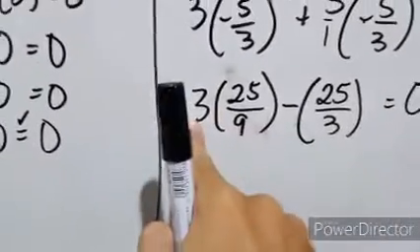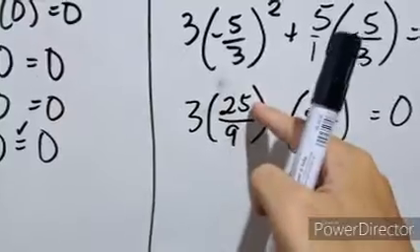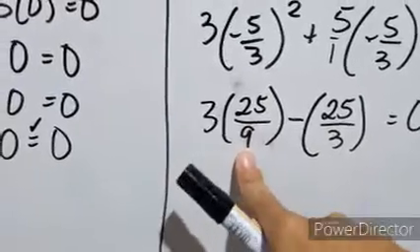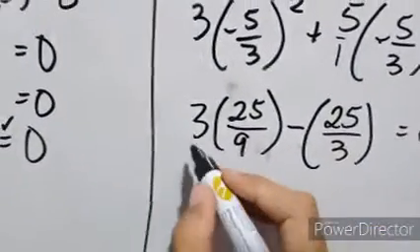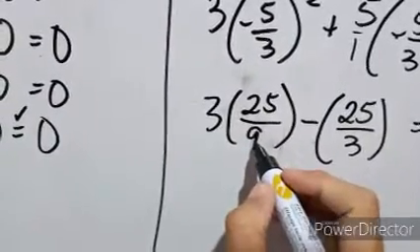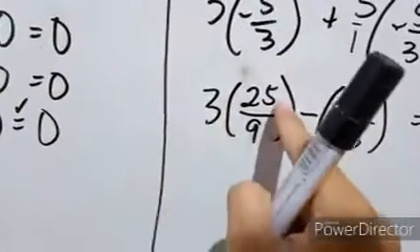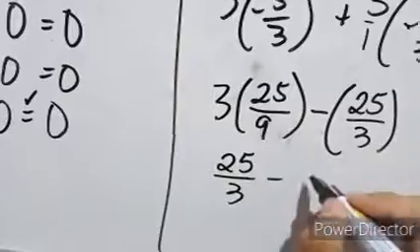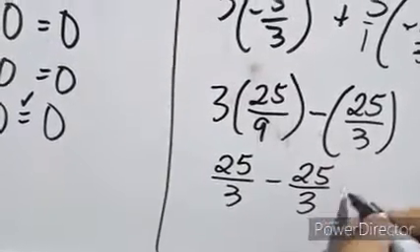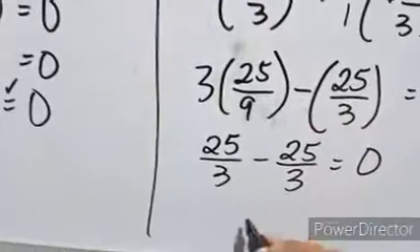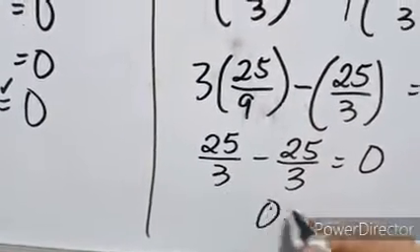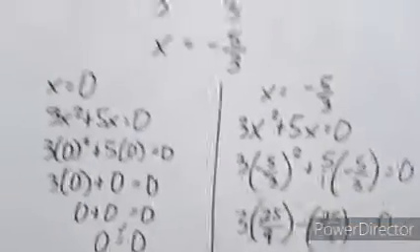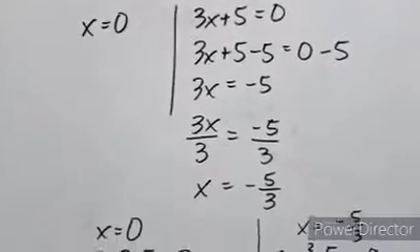Next natin gagawin, multiply natin ng 3 sa 25 over 9. Pero kung observe nyo, ang 3 at 9 ay pwede nating i-cancel. So, cancellation, 3 divided by 3 is 1. 9 divided by 3 is 3. So, 1 times 25, magiging 25 siya over 3 minus 25 over 3. Subtract natin. So, magiging sagot natin ay 0. Therefore, tama ang ating nakuhang value ng ating variable.